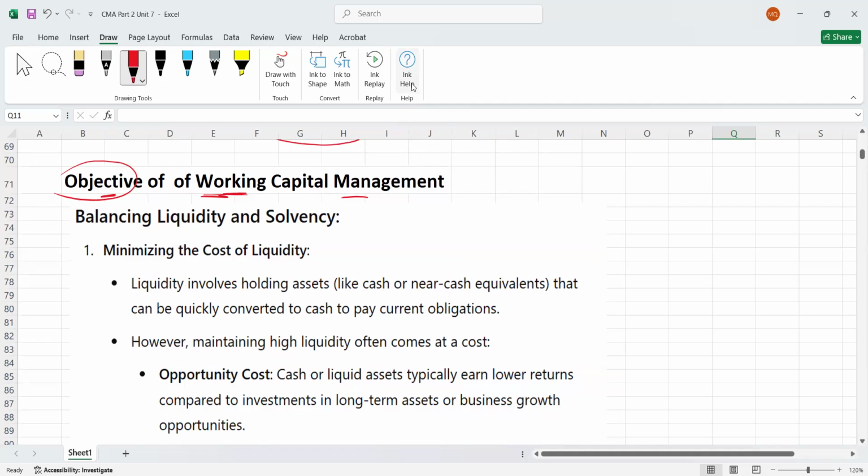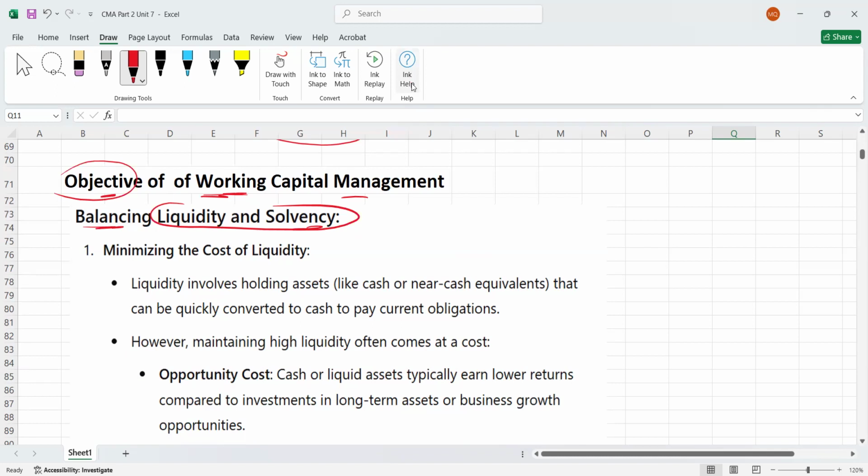Being a good finance person, you always need to balance liquidity and solvency. These two terms are there. When you are managing your working capital, you need to create a balance between liquidity and solvency. Liquidity means that you should have enough current assets, or enough cash, to settle your current liabilities. And solvency also. Let's have a look at these two points. Please remember, we need to create the balance.